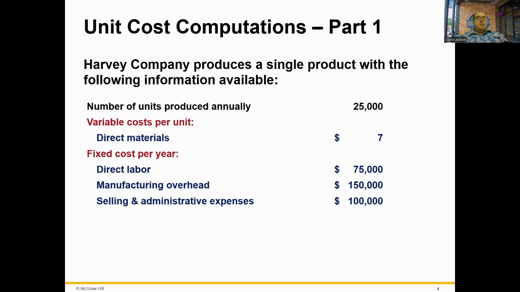So let's take a look at the Harvey Company and what they do. We're going to assume that the Harvey Company produces a single product with the available information as shown. They're going to make 25,000 products. The variable cost per unit is $7. Of that, in this case, because we're looking at super variable costing, it is only the direct material. And in our fixed costs for the year, we have 75,000 in direct labor, 150,000 of manufacturing overhead, and 100,000 of selling and administrative expense.